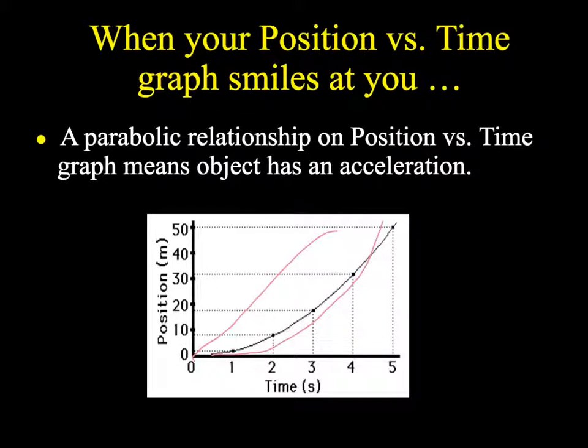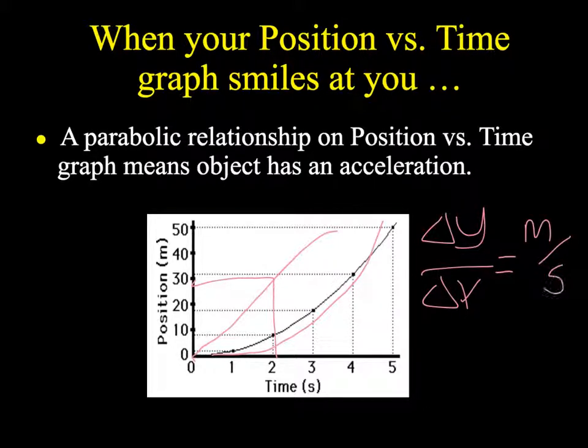But now that we have a parabolic relationship, it means the velocity is consistently changing, which gives us our uniform acceleration idea. Don't forget that the slope on a position versus time graph, since it's change in y over change in x, is really just giving you meters per second, which really is your average velocity. So keep that in mind for future data analysis.